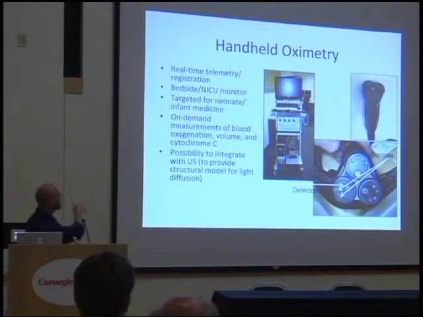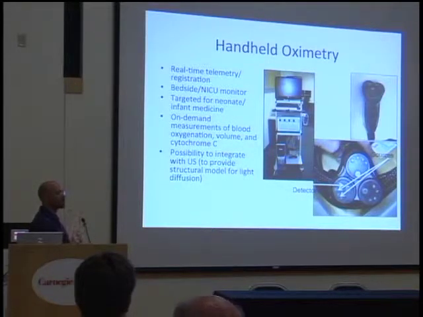And if anyone's interested, I threw this in as I was sitting here. We're very interested in integrating this with ultrasound to actually get that structural information so we'd know how deep the brain is, which would greatly improve our sensitivity here.